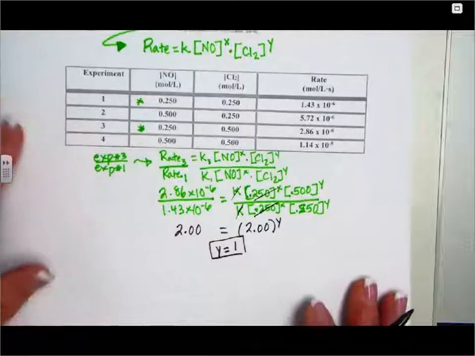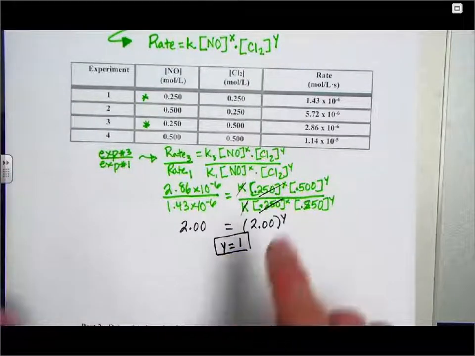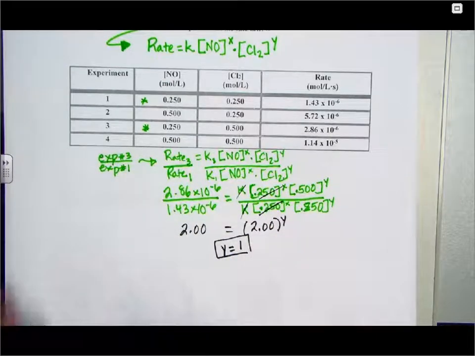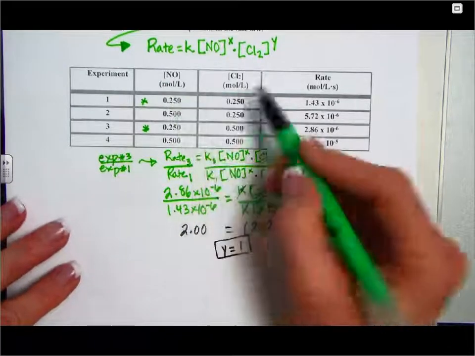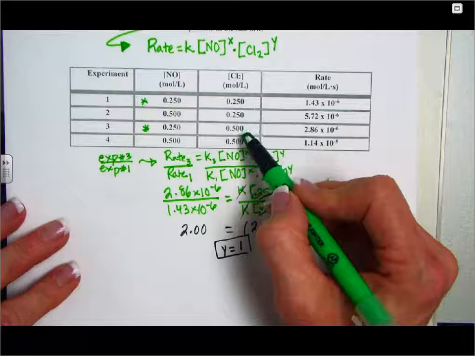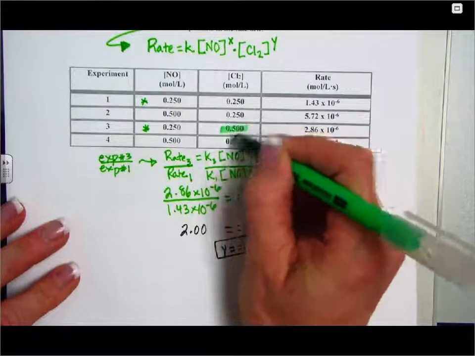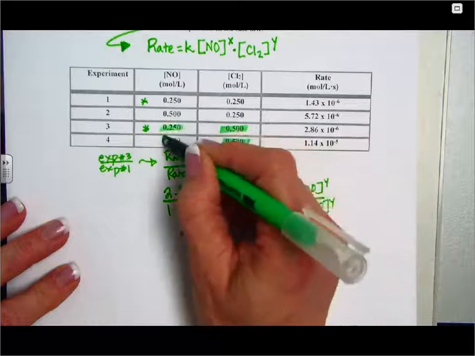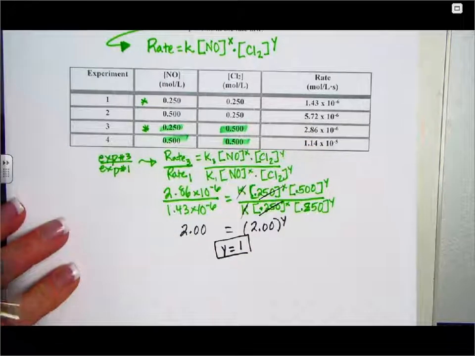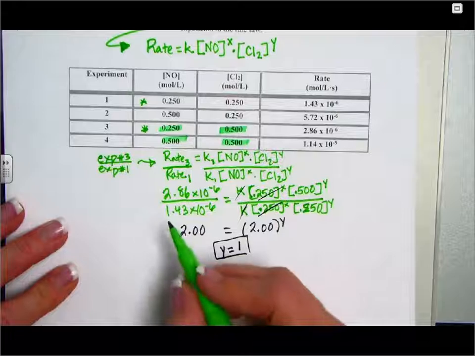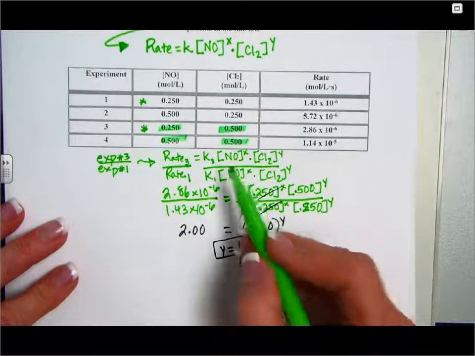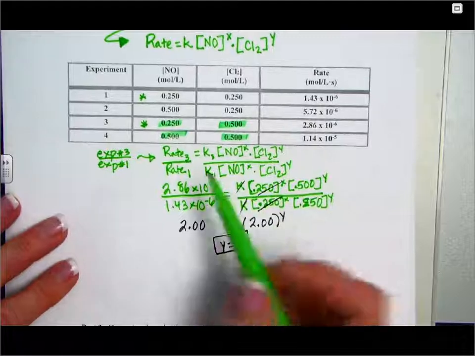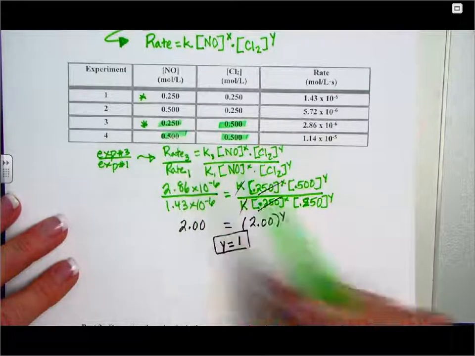And now we're going to do the same thing. We're going to solve now for the exponent x. So for that one, you want to find a situation where the NO is changing, but the Cl2 is constant. Notice it's constant here for the chlorine, and it's changing here for the NO. So I'm going to use experiment 3 and 4. And again, I need to put my larger numbers on top to make my numbers work out easier. So I'm going to put experiment 4 over experiment 3.